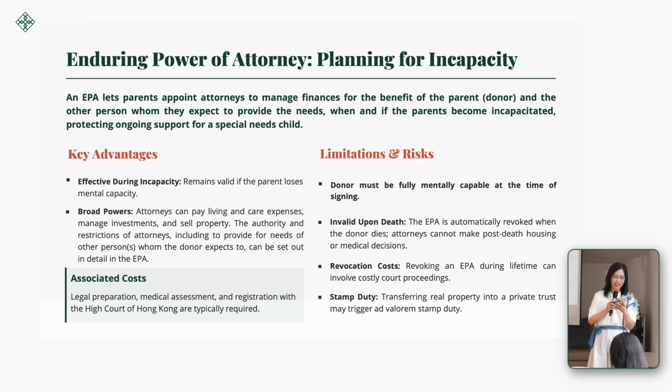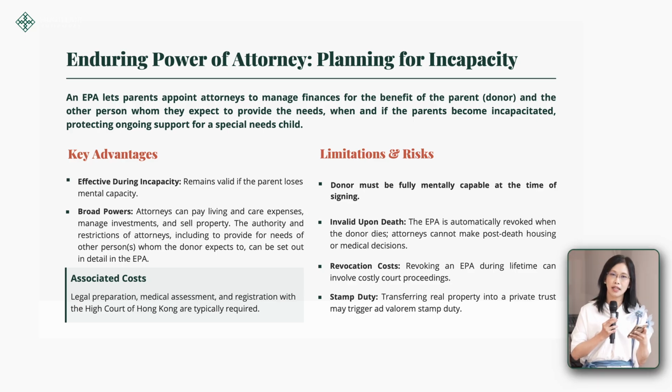So the second thing is the enduring power of attorney. As I said, a will speaks when you have passed away. It only takes effect on death. But what happens in the years, sometimes decades, between the loss of your mental capacity and death? This is where the EPA comes in. An EPA allows you, as a donor, to appoint one or more attorneys to manage your finances if you become mentally incapable. The authority can be very broad. You can tick the box for paying living expenses, managing investments, selling properties, etc.